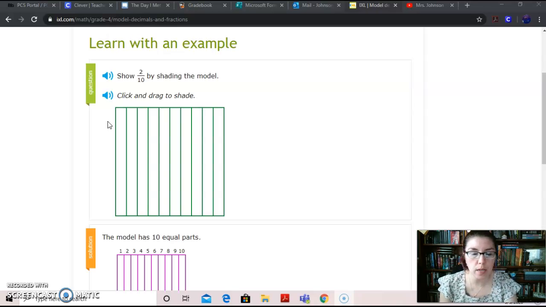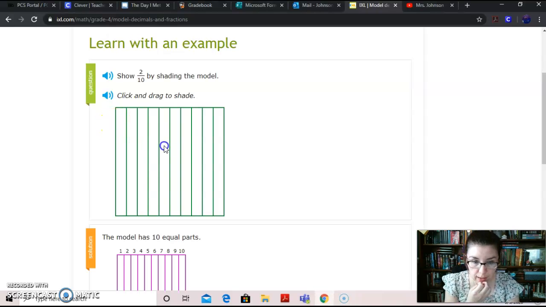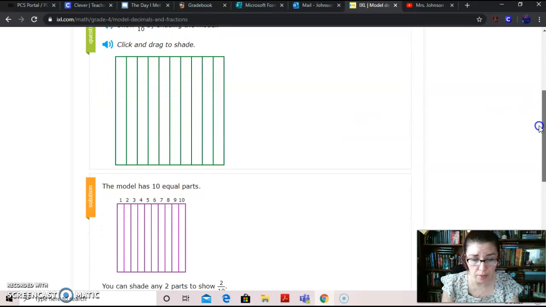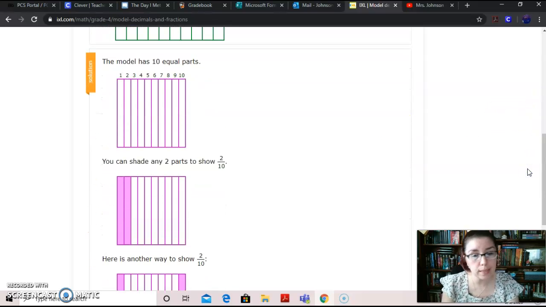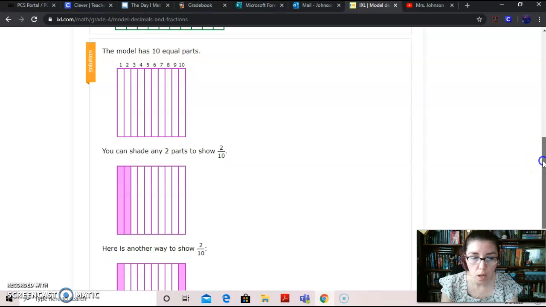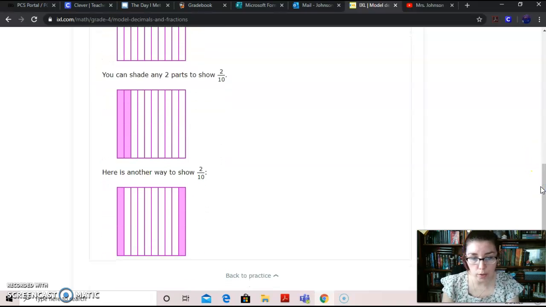So it says show 2/10 by shading the model. Click and drag to shade. So how many do we have? They already told us that we have 10, so we know it's tenths. Okay, so the model has 10 equal parts. You can shade any two parts to show 2/10.